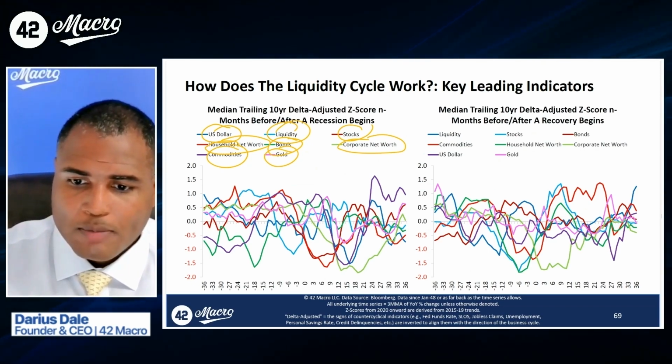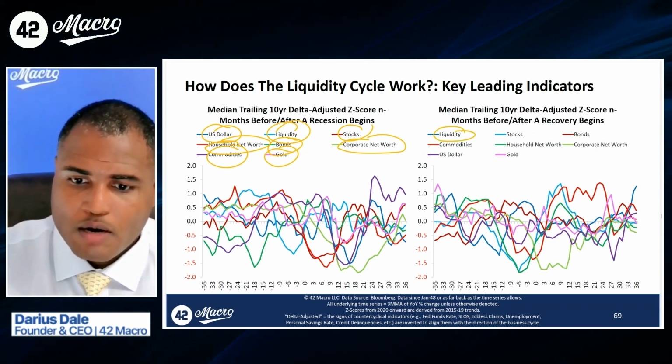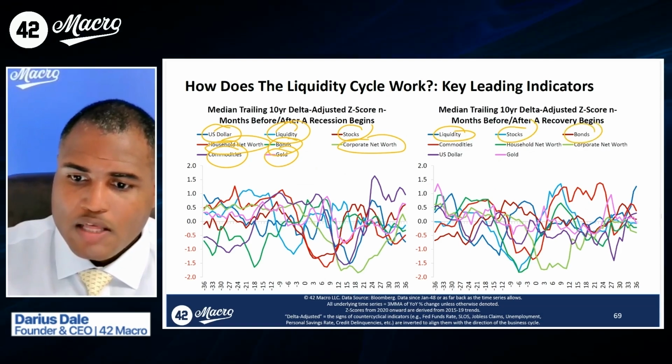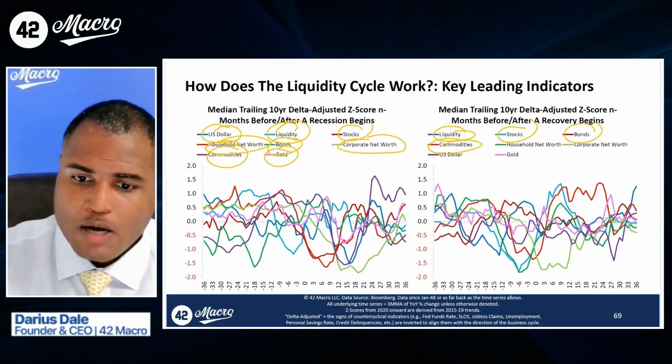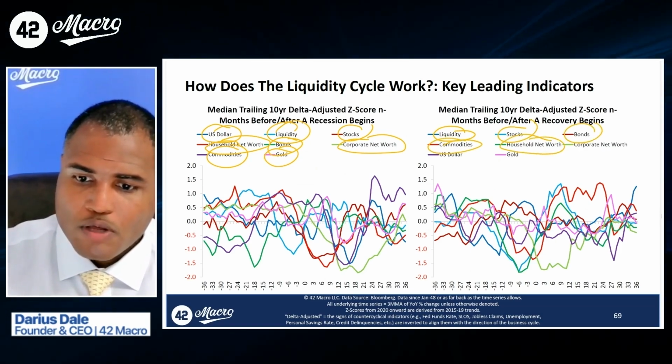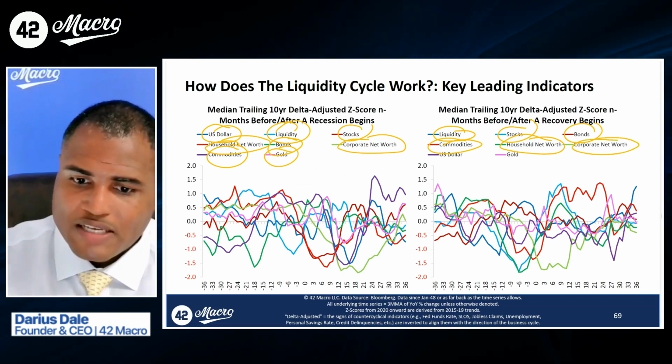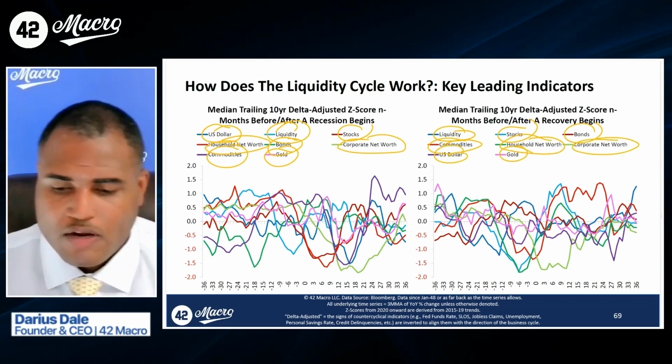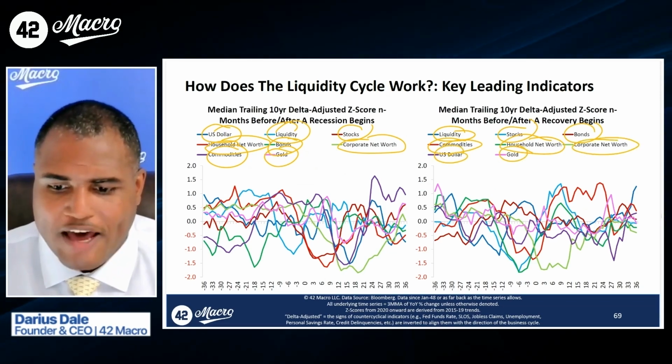And then it's a little bit different on the business cycle upturns. First, liquidity breaks out, then stocks break out, then bonds break down, then commodities break out, then household net worth breaks out, corporate net worth breaks out, followed by the dollar and gold, which have somewhat inconsistent patterns there.